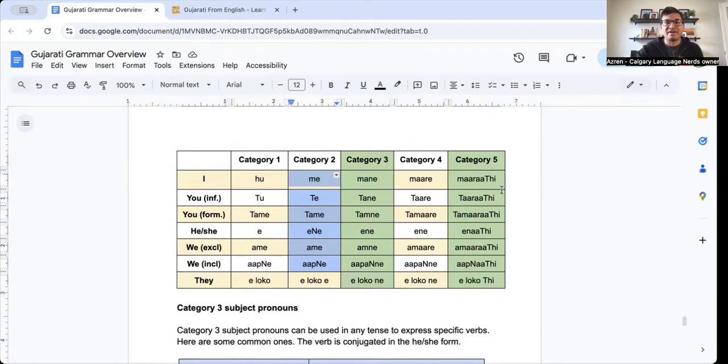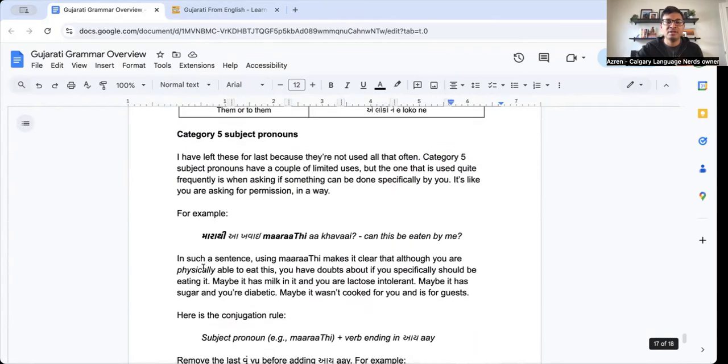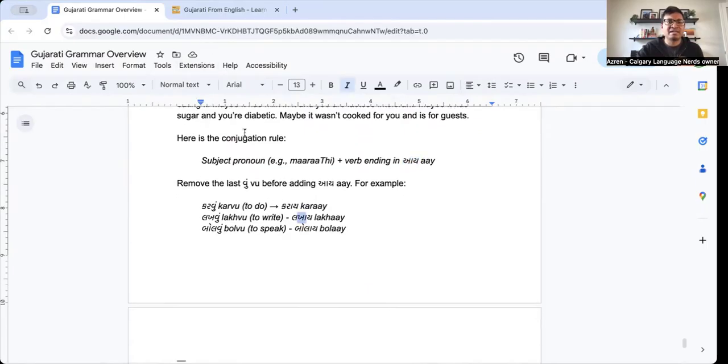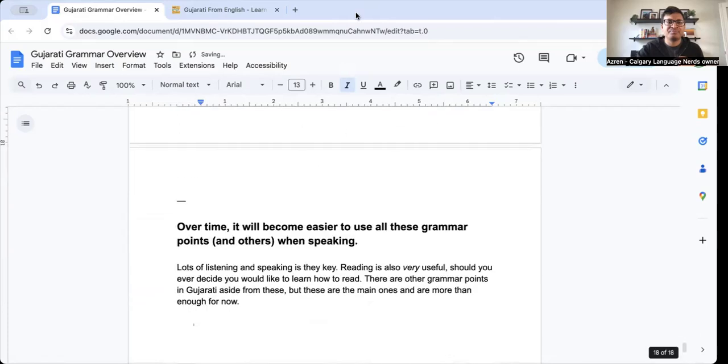So one of these category 5 subject pronouns, and then we have our verb ending in I. Like Marathia karai, Marathia lakhai, Marathia bolai. These are kind of how they end.